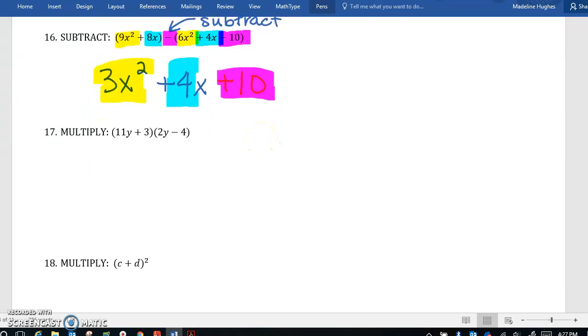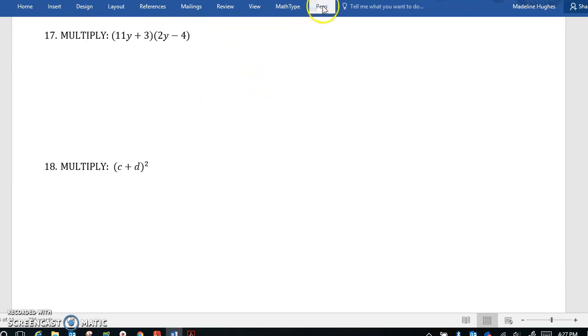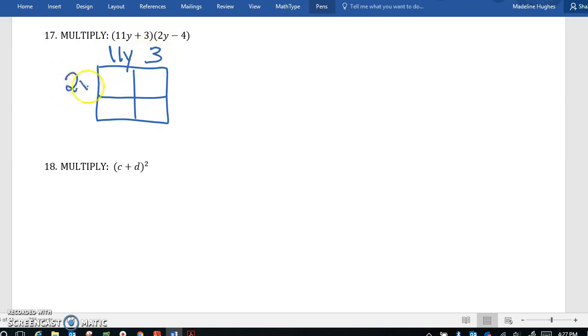Number 17, multiply. Okay, so remember when we're multiplying, we set up our Punnett squares. So here's my squares, 11y, positive 3, and then 2y and the -4 along the side. And then we multiply and put that in the box. So 11y times 2y is 22y squared. 3 times 2y is a positive 6y. 11y times -4 is -44y. And then 3 times -4 is -12.